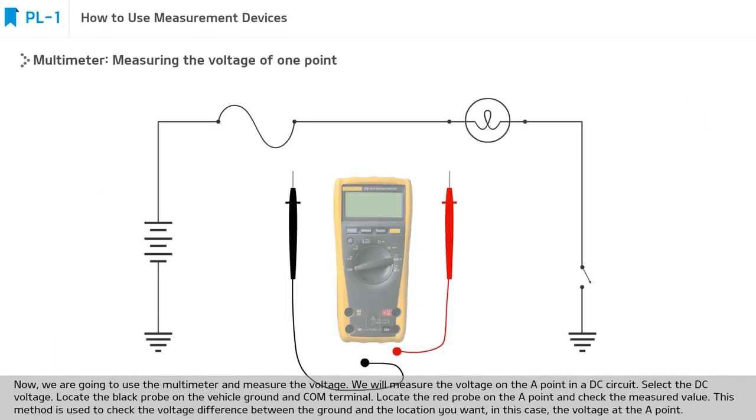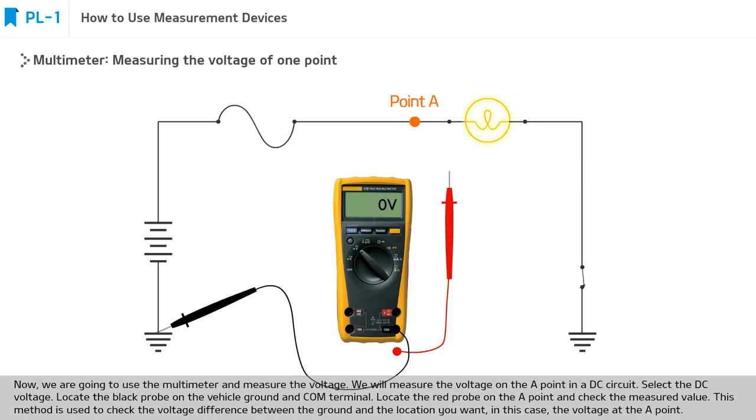Now, we are going to use the multimeter and measure the voltage. We will measure the voltage on the A point in a DC circuit. Select the DC voltage. Locate the black probe on the vehicle ground and COM terminal. Locate the red probe on the A point and check the measured value. This method is used to check the voltage difference between the ground and the location you want, in this case, the voltage at the A point.